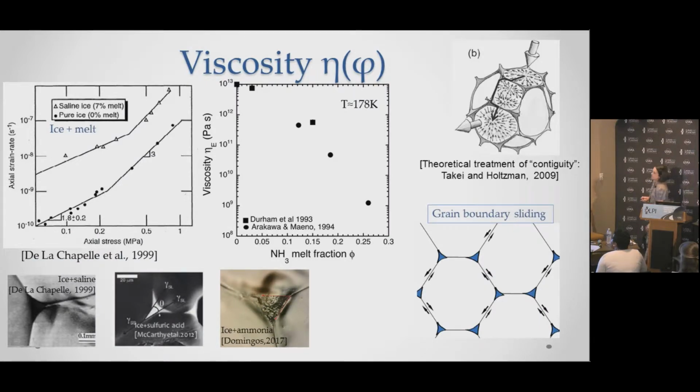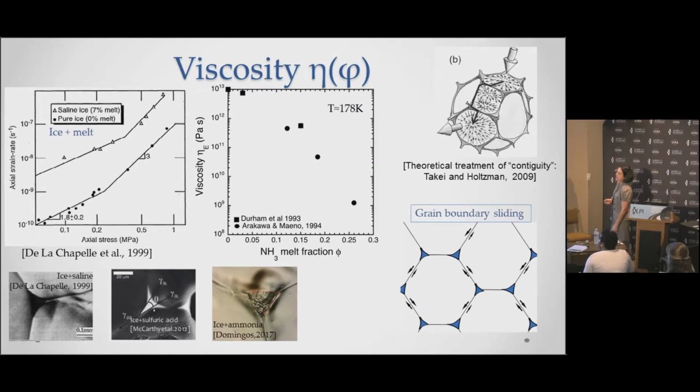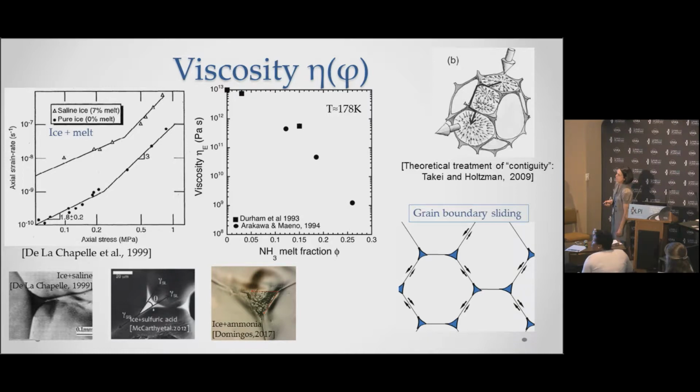So let's talk about how this affects viscosity. Again, with that ice plus saline system, this is an older study that looked at otherwise the same conditions, pure ice down here, and this was ice containing 7% melt, clearly at conditions above the solidus. And they show a distinct increase in strain rate of over an order of magnitude, so that's a decrease in viscosity with this amount of melt.